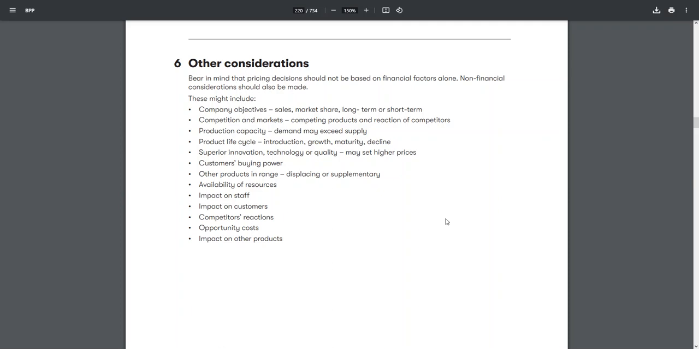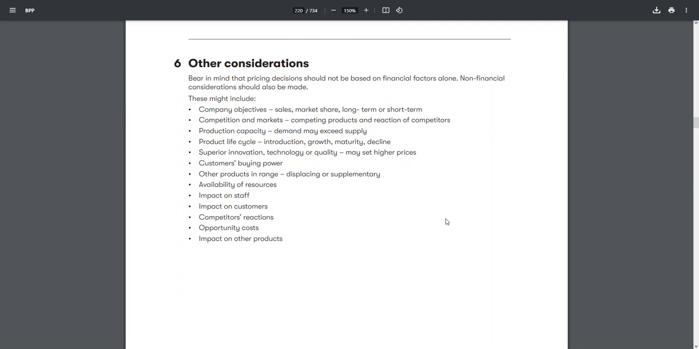Other products in range, like substitute products and other supplementary products, will decide the prices we are charging. Availability of resources: if we decrease price, demand increases. Do we have enough resources available to meet the demand, or the resources available could be less, which means it will be very expensive to collect the resources, hence our cost could increase.